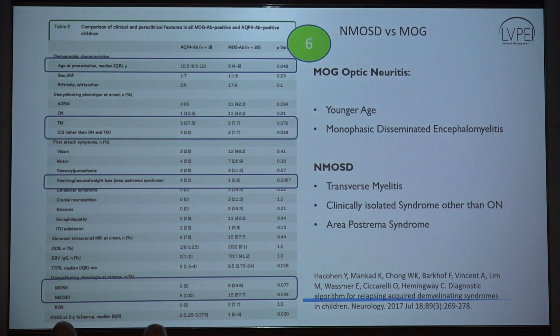The study also showed some differences between NMO versus MOG, and the patients with MOG-associated optic neuritis were younger, around 6 years of age in children, and presented with monophasic disseminated encephalomyelitis, whereas patients with NMOSD presented more often with transverse myelitis and more often with area postrema syndrome as compared to patients with MOG-associated optic neuritis.